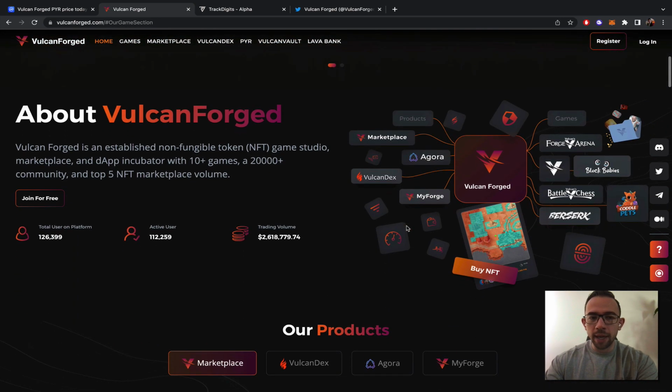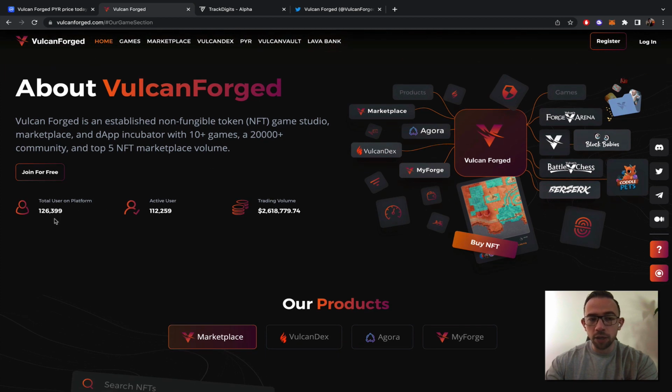Then when you look at the integration possibilities, I think this is the most interesting component of why potentially people believe in this asset, as in Vulcan Forged. Vulcan Forged is an established non-fungible token, NFT, game studio, marketplace and DApp incubator with more than 10 games, 20,000 community and top 5 NFT marketplace volume.